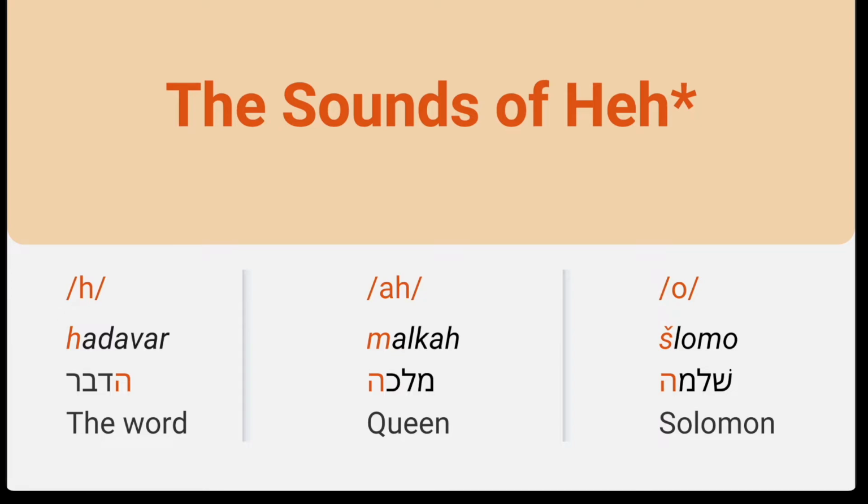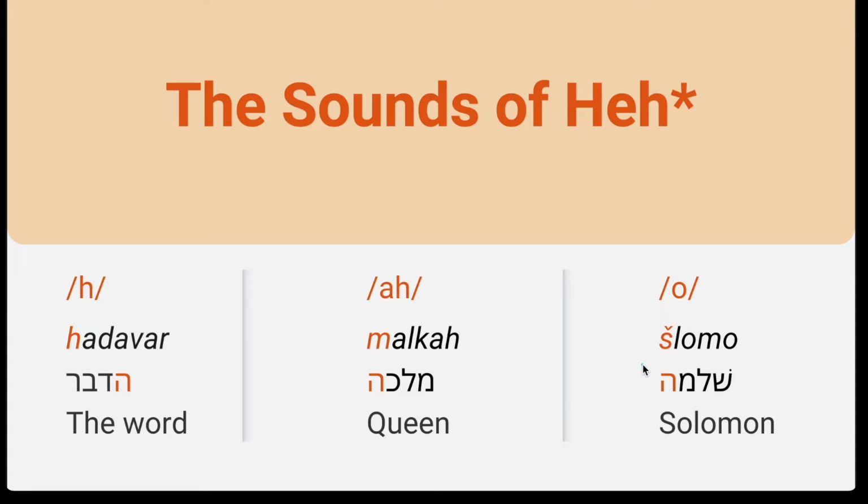But other times, the He will appear, particularly at the end of a word, as a vowel indicator. And when we have a He, most of the time it's going to represent the vowel ah. The He is not pronounced in this case, like in the word malka. I put an H in the transliteration. You can see that right here. But the H is not really pronounced. It's malka, without an H sound.